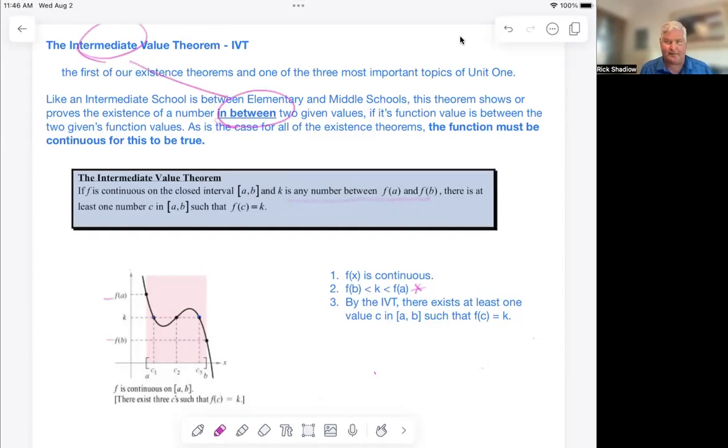And hopefully that word association will help you again remember. And like all of our existence theorems, the function has to be continuous for this to be true.